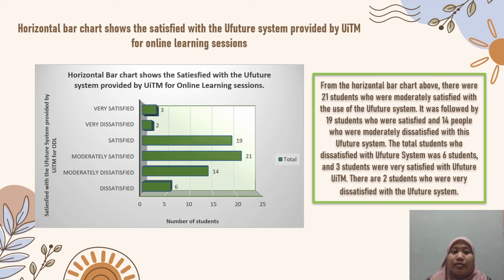The horizontal bar chart shows the satisfaction with the UiFuture system provided by UiTM for learning sessions. So as we can see from the horizontal bar chart above, there were 21 students who were moderately satisfied with the use of the UiFuture system. It was followed by 19 students who were satisfied and 14 students who were moderately dissatisfied with this UiFuture system.